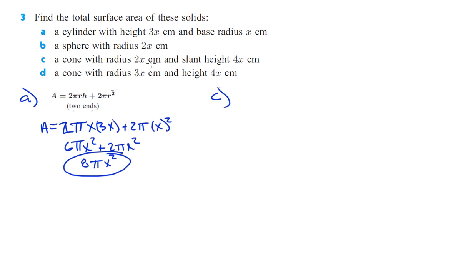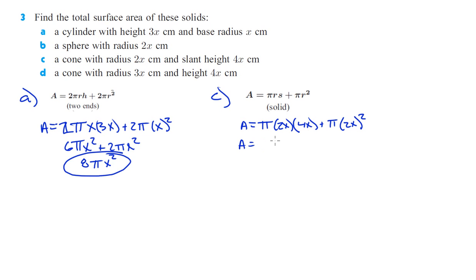A cone with radius 2x centimeters and a slant height of 4x centimeters. So we got to find our cone formula. So there's our cone formula. So area is going to be pi times our radius, which is 2x, times the slant height, which is 4x, plus pi times our radius, which they said was 2x, squared.